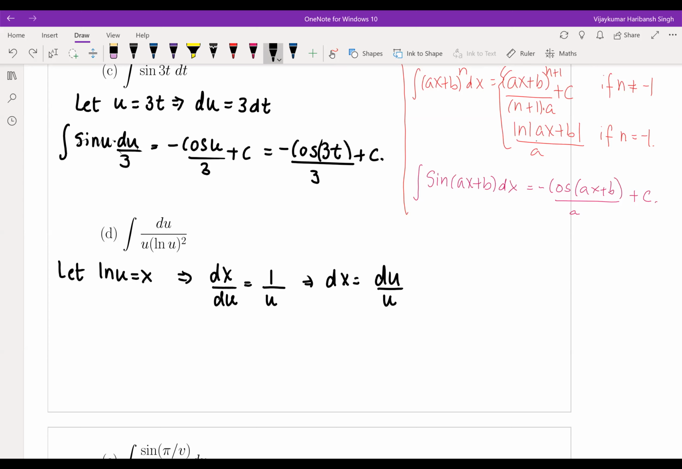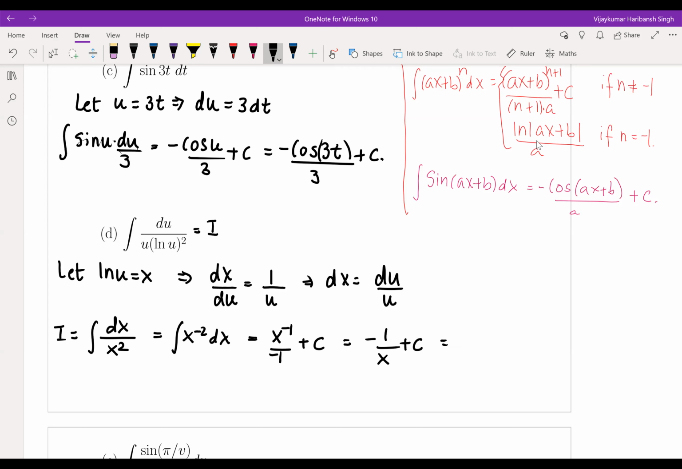Okay. So in that case, the integral becomes, let me call this integral I. So my I becomes the integral of, instead of 1 by u, I have dx. And in the bottom, instead of ln u, I have x squared. And this is the same as x to the power minus 2 dx. Integral of that is x to the power minus 1 over minus 1 plus c, or it can also be written as 1 over x plus c.